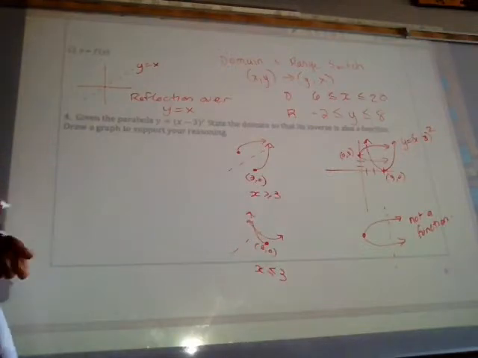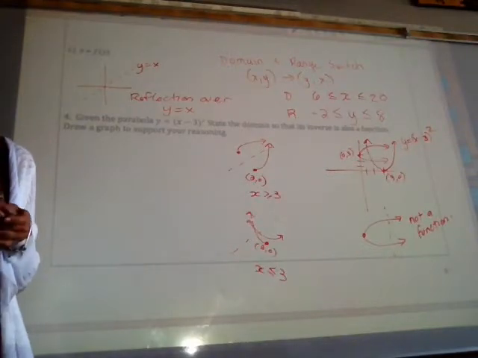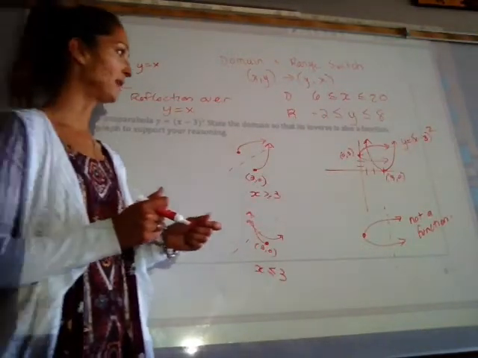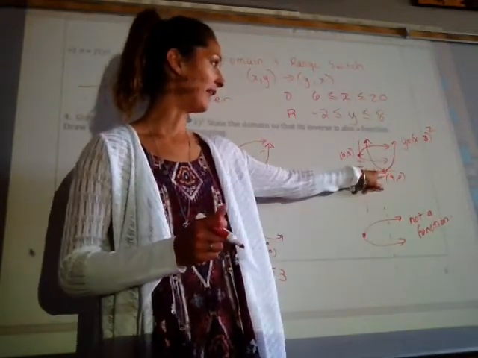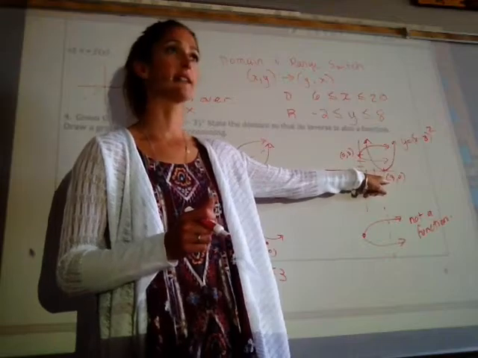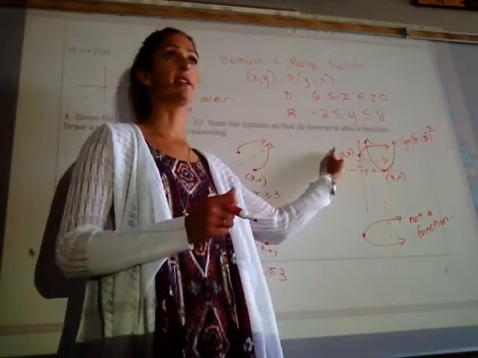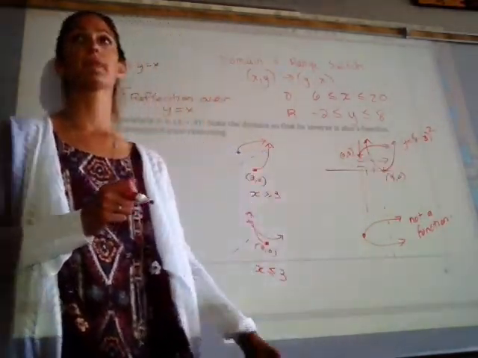Okay, so basically you're just restricting it to half of the parabola. So the main thing you need to identify is what is the vertex, okay, and then whatever that value of x is, okay, either take to the left of it or take to the right of it.